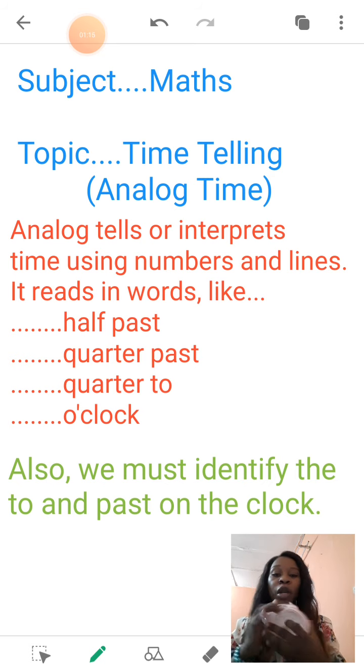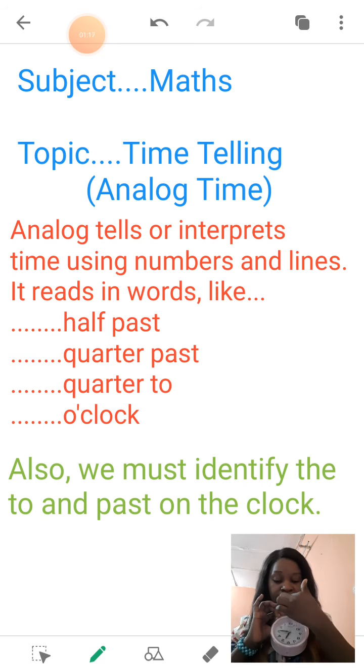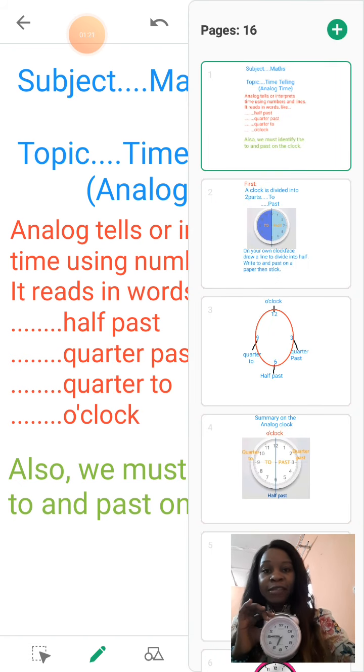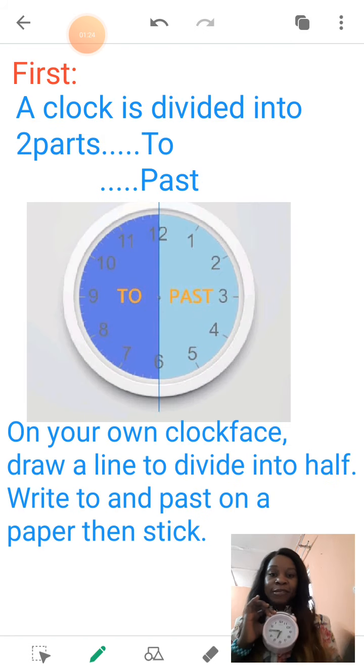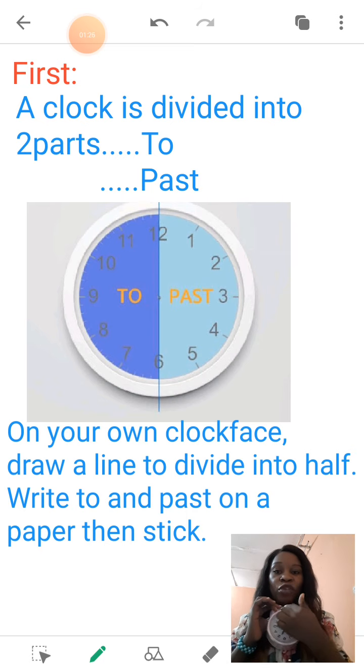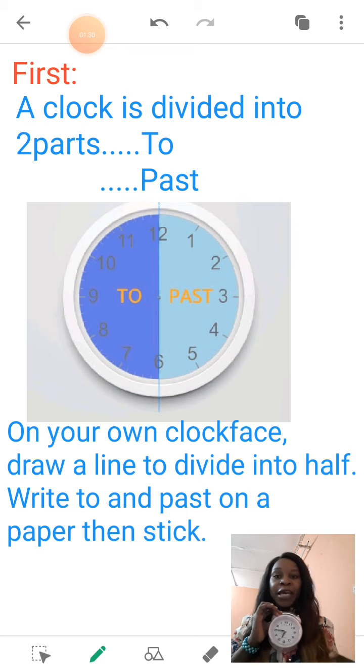So if you have your clock, divide your clock face into half. When you're done with that, let me move to the next slide. Like this. Divide it into half so that this half and this half are equal. Now, when you have the 12, 1, 2, 3, 4, 5, 6, that's past. So that is quarter past. That is half past.